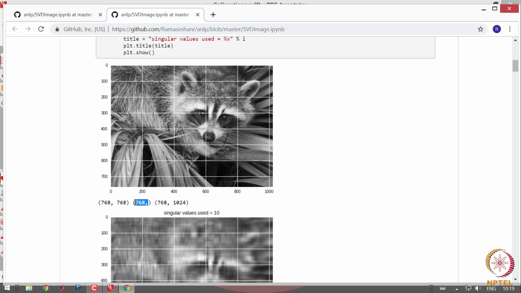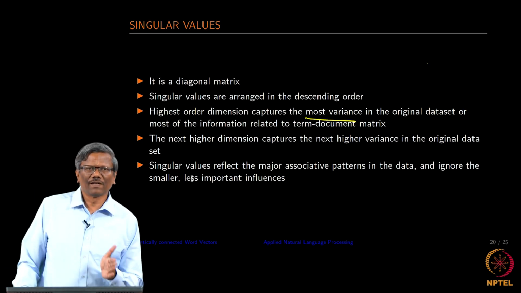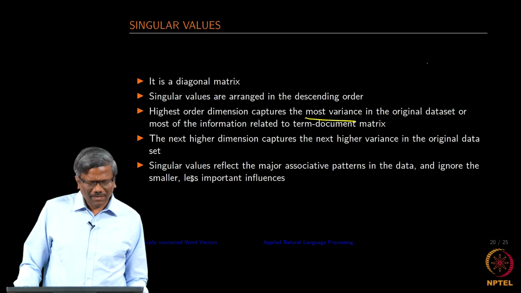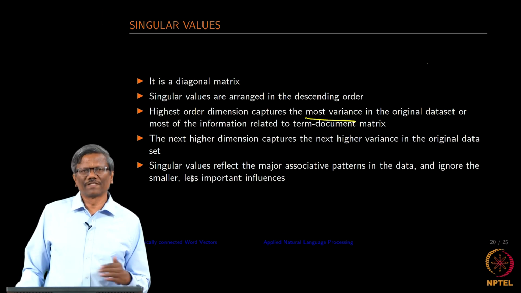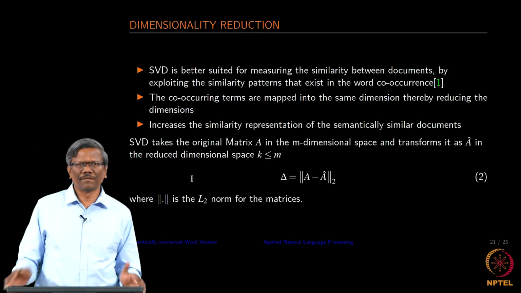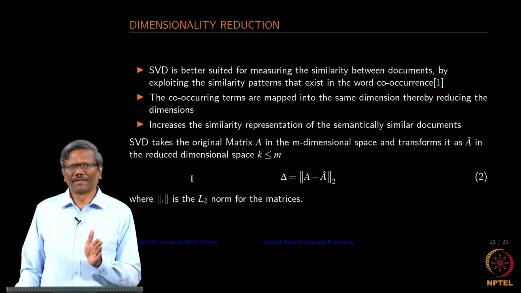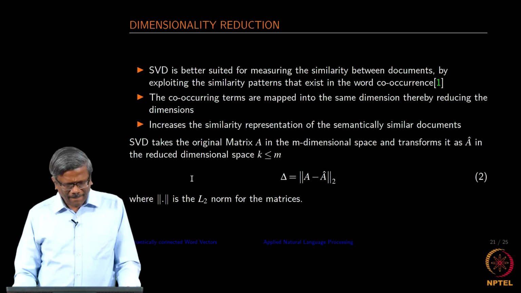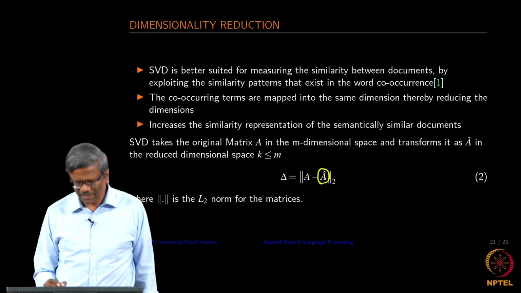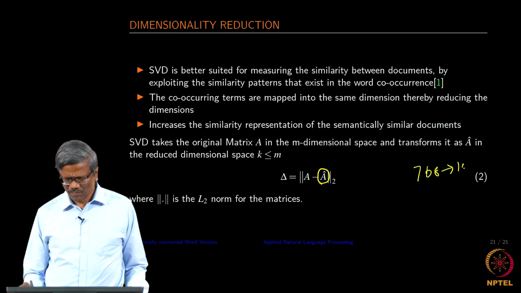Okay. Let me go back to the singular value slide one more time. We know that it is a diagonal matrix, and we saw that the values are arranged in descending order. The highest dimension captures the most variance, we saw that, right. As I mentioned, it is a better method to capture the similarity between the documents, or the similarity of patterns within an image. As I mentioned earlier, when you do the reconstruction of the matrix, you remember we reduced the dimension from 768 to 10.